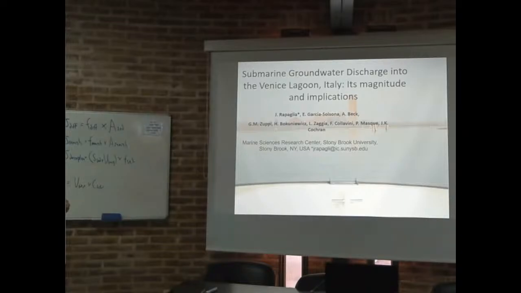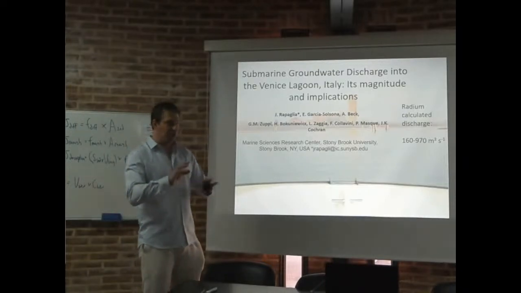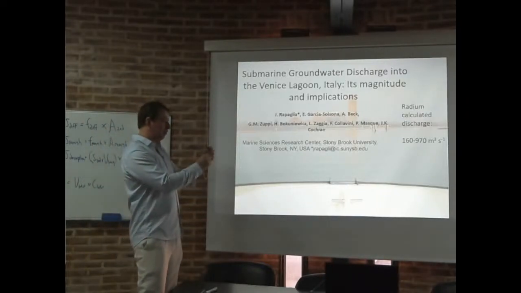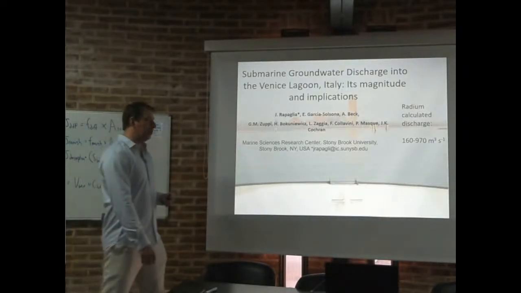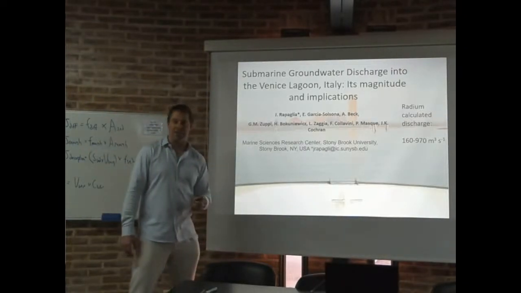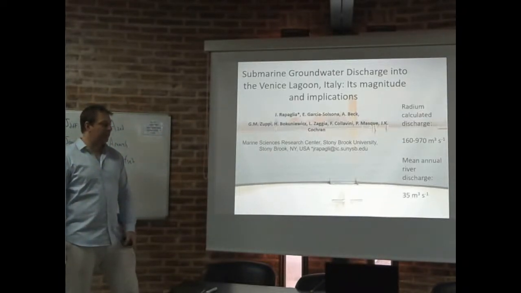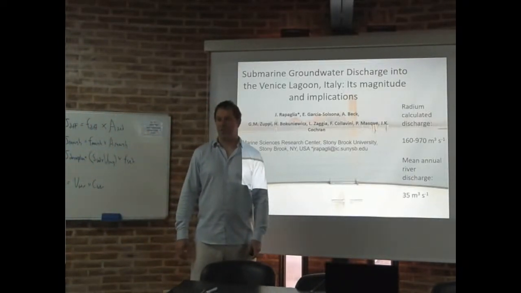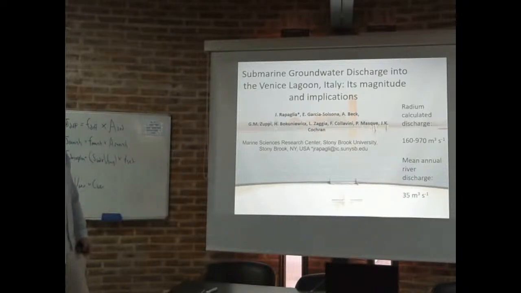Anyways, after all of this work, what we found out was that radium calculated discharge, once we removed a couple of uncertainties based on the end members directly pulled from the lagoon, was 160 to 970 cubic meters per second of water coming into the Venice Lagoon via groundwater discharge. The entire input from rivers is 35 cubic meters per second. It's too much. It's too much. So radium is starting to concern me.